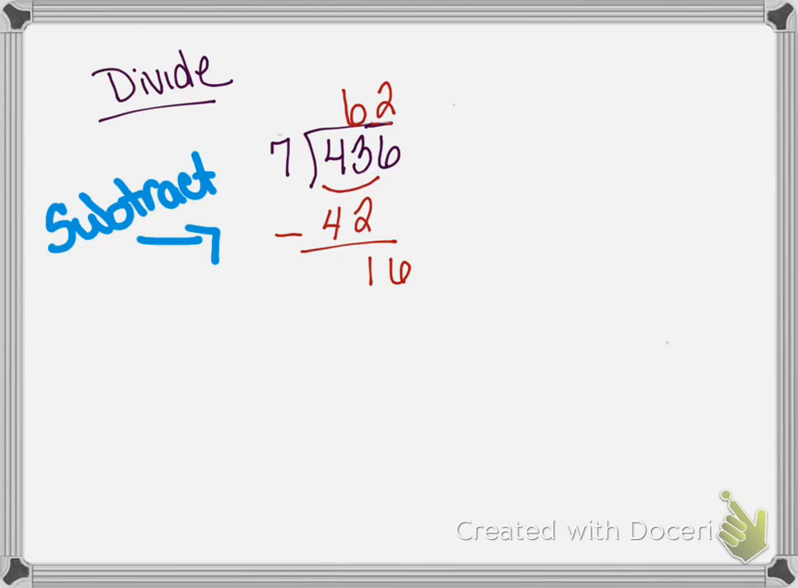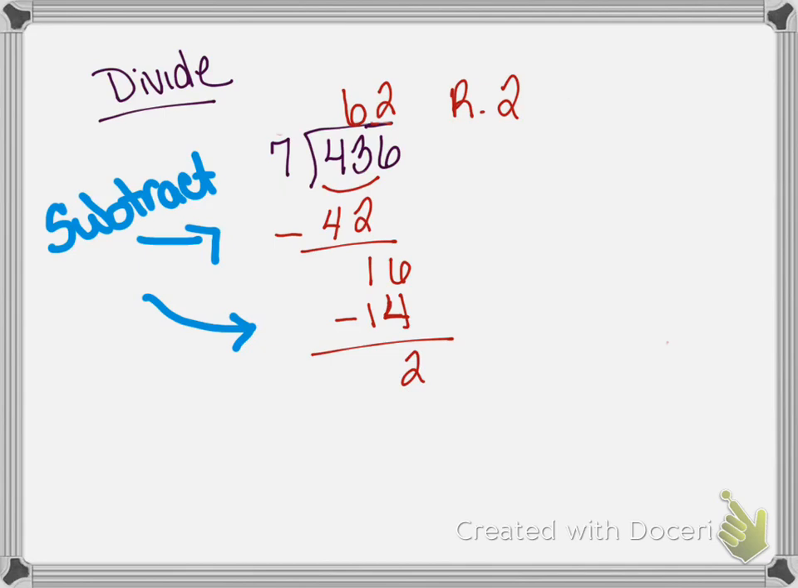2. 2 times 7 is 14. I subtract again. Okay, I subtract. 16 minus 14 is 2. Okay? So oftentimes student will write this as 62 remainder 2.